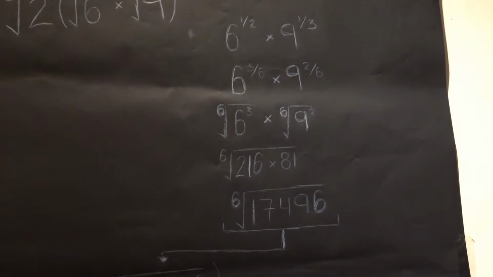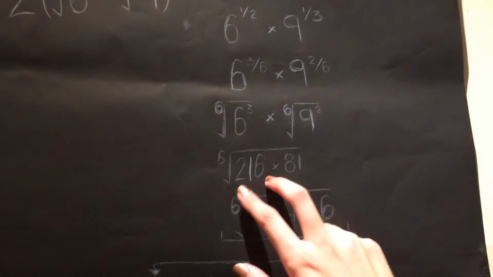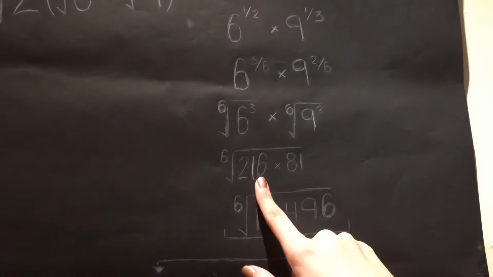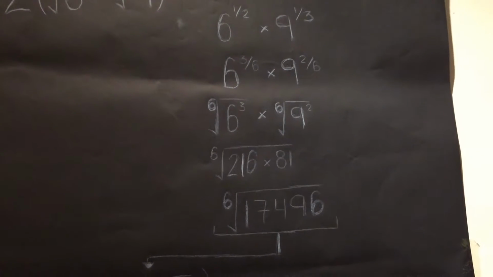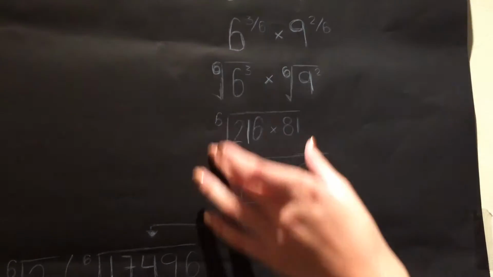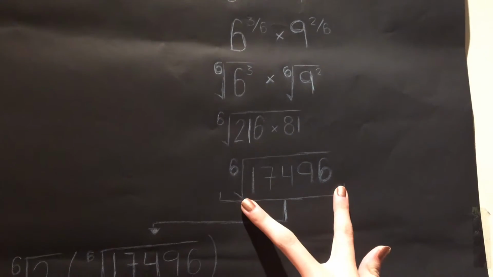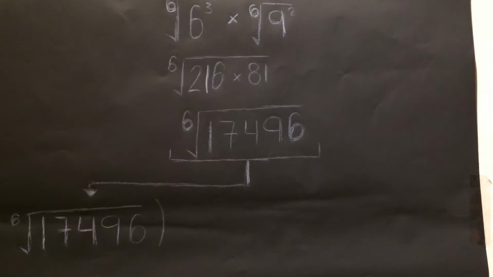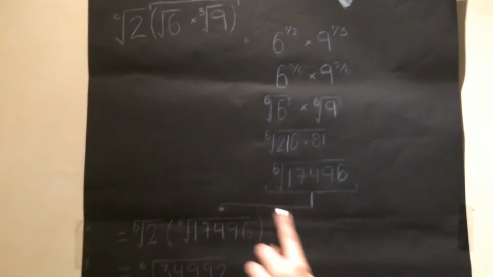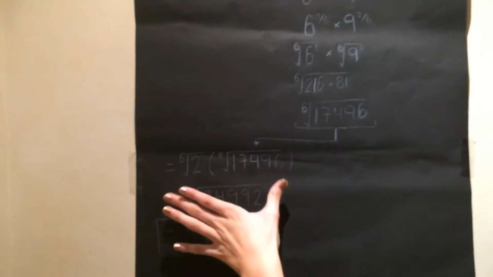The next step is to change the cube and the square into whole numbers, which in this case would be 216, and in this case 81. Then we have to multiply them, which gives us this result. So after we have the result of the number inside the parentheses, we replace it with this.